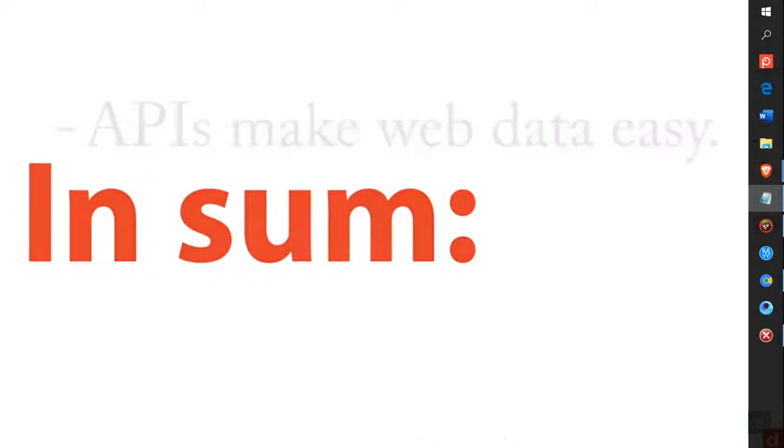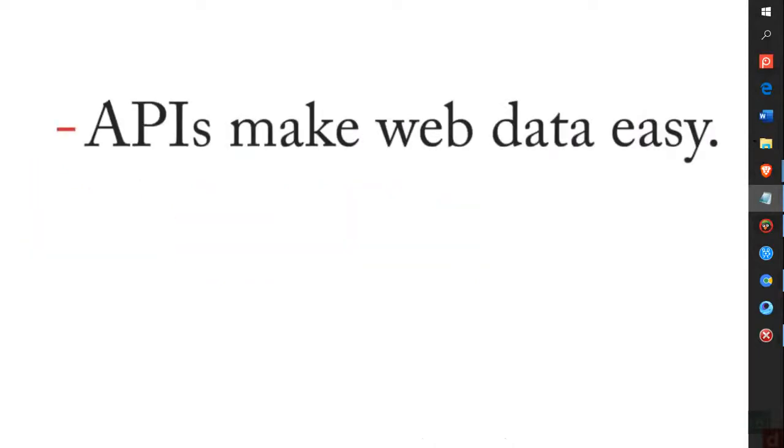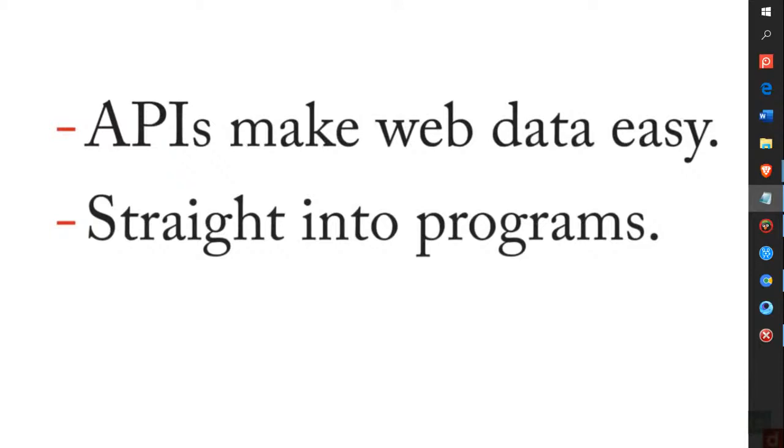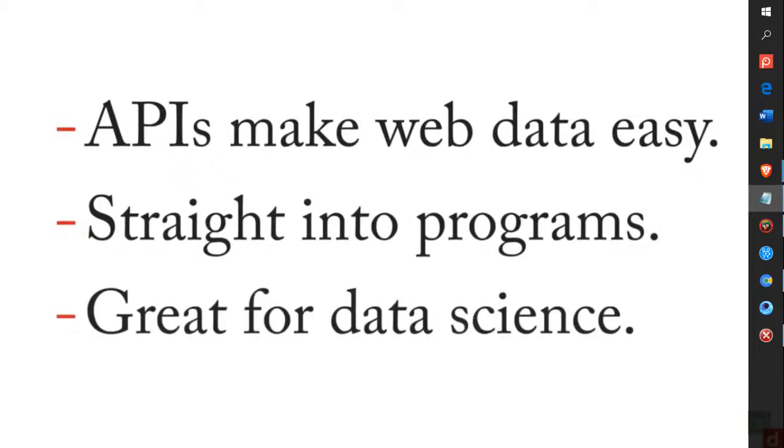First off, APIs make it really easy to work with web data. They structure it, they call it for you, and then they feed it straight into the programs for you to analyze. And they're one of the best ways of getting data and getting started in data science.